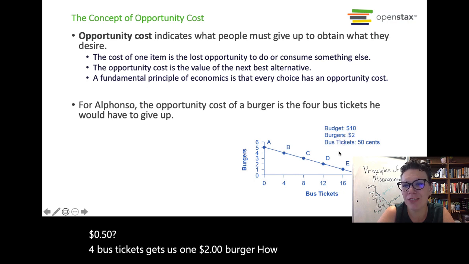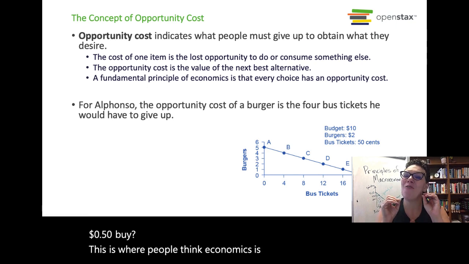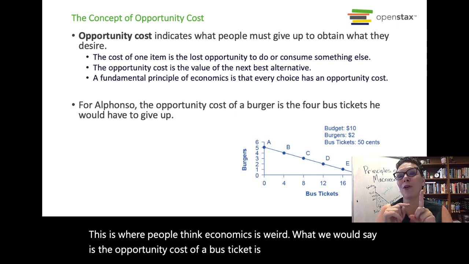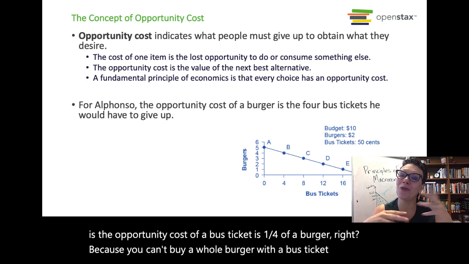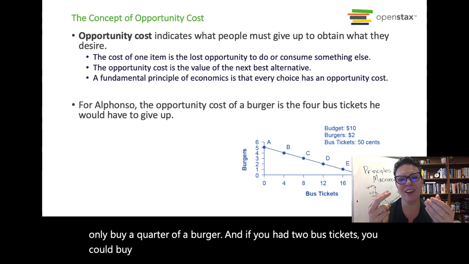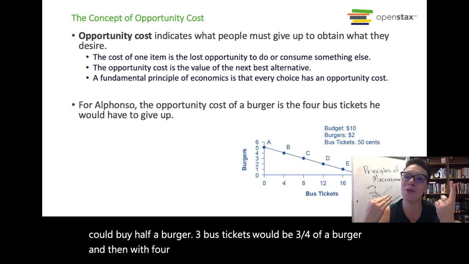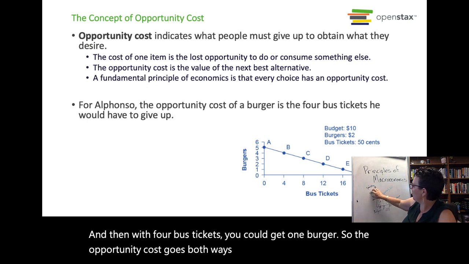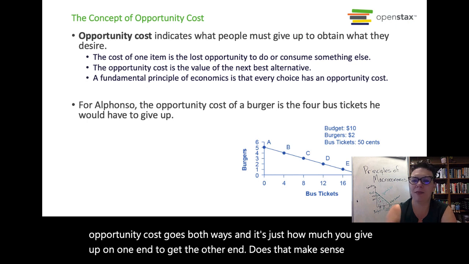How many burgers can 50 cents buy? This is where people think economics is weird. What we would say is the opportunity cost of a bus ticket is 1/4 of a burger, right? Because you can't buy a whole burger with a bus ticket. You can only buy 1/4 of a burger. And if you had 2 bus tickets, you could buy half a burger. 3 bus tickets would be 3/4 of a burger. And then with 4 bus tickets, you could get 1 burger. So the opportunity cost goes both ways. And it's just how much you give up on one end to get the other end. Does that make sense? Let me know if you have questions.